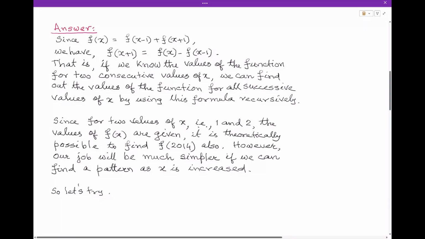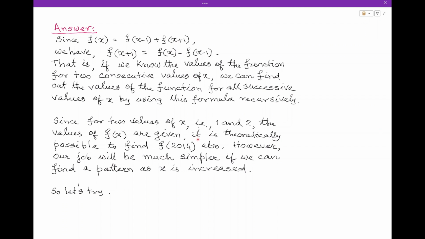Since f(x) is equal to f(x-1) plus f(x+1), we have f(x+1) is equal to f(x) minus f(x-1). That is, if you know the values of the function for two consecutive values of x, that is f(x) and f(x-1), then we can find the values of the function for all successive values of x by using this formula recursively.